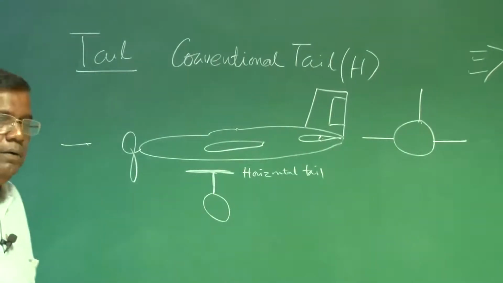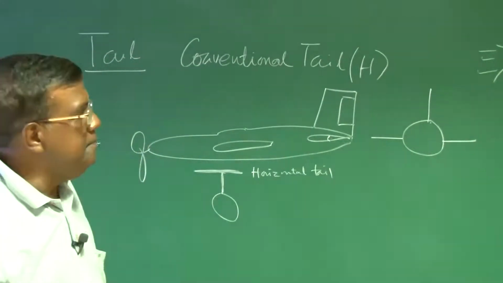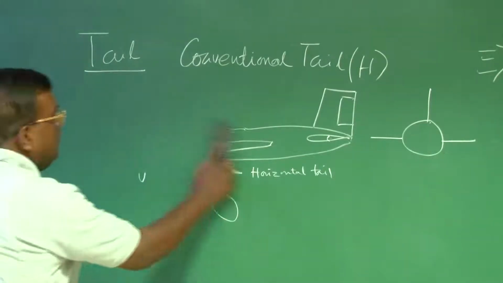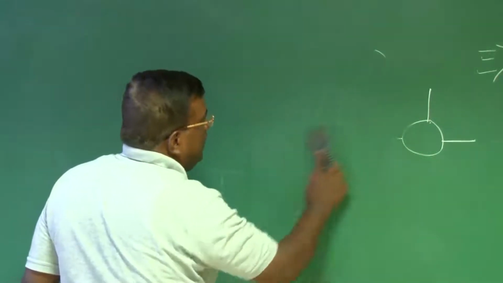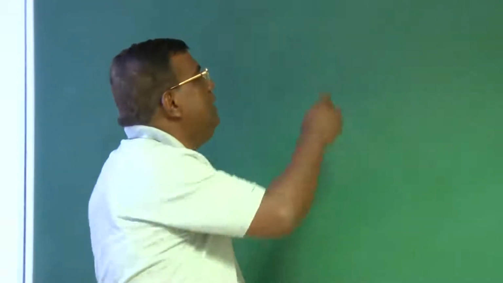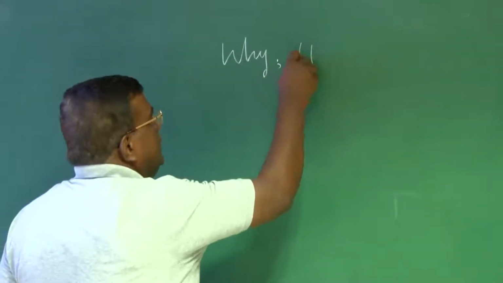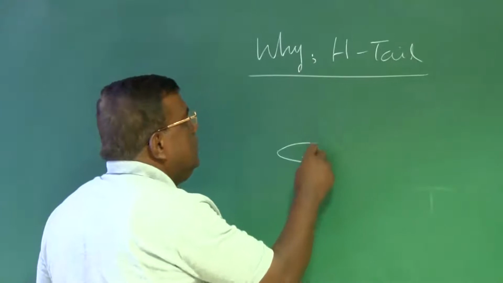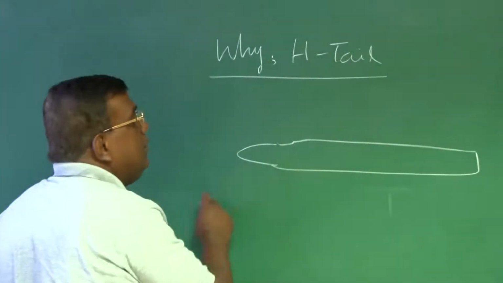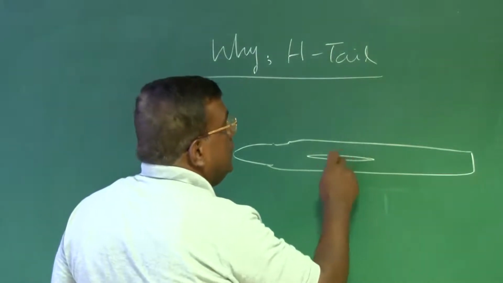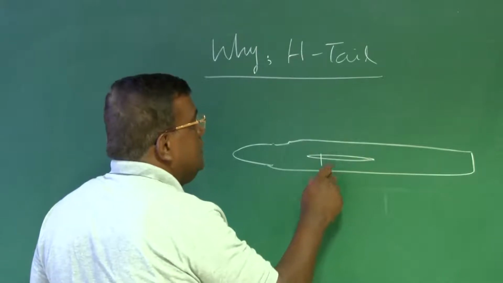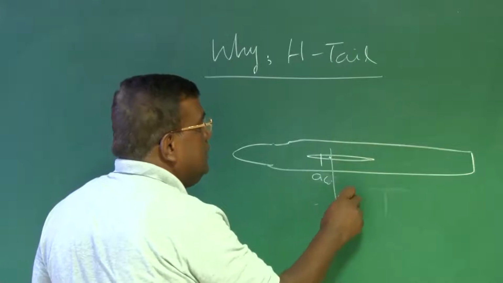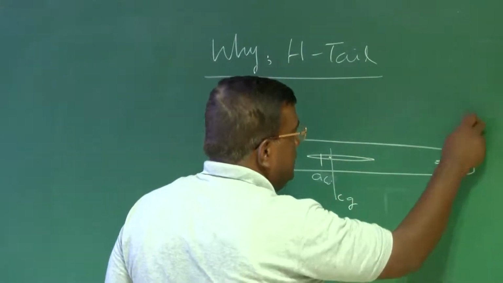First of all, let us ask ourselves a question. Why do you need horizontal tail? And once you know why do you need, the next question is how much we need. Who decides? The first question I am addressing first, why do you need a horizontal tail? If you revise your stability and control lecture, you will immediately be able to answer. If this is my fuselage, if this is the wing, let's say this is aerodynamic center, somewhere it is CG, and this is horizontal tail, this is vertical tail.